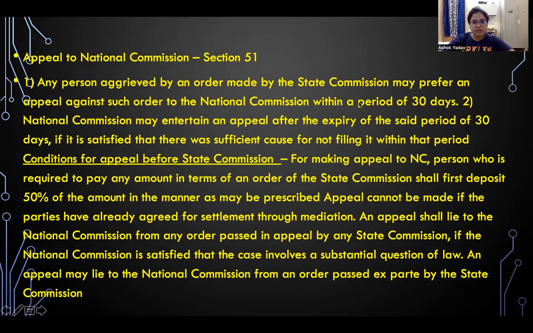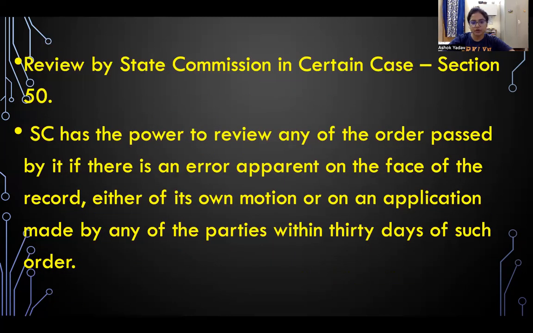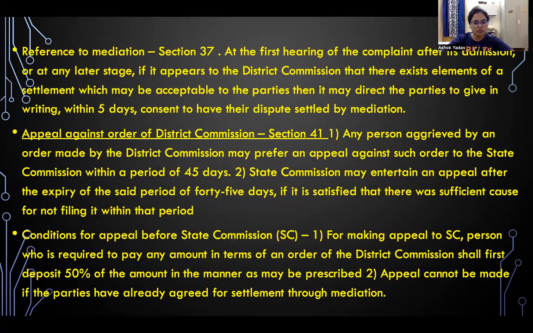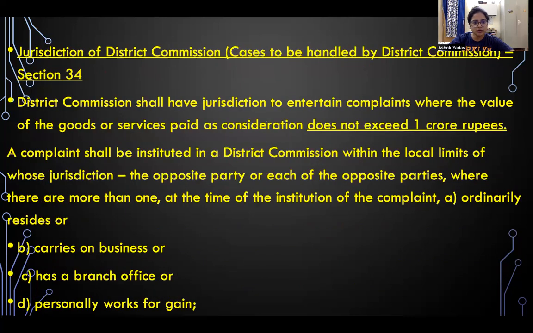Herein what they're saying is, you can go for an appeal within 30 days. If you're not satisfied by the order of the State Commission, then of course you can go for an appeal to the National Commission within how many days? 30 days.